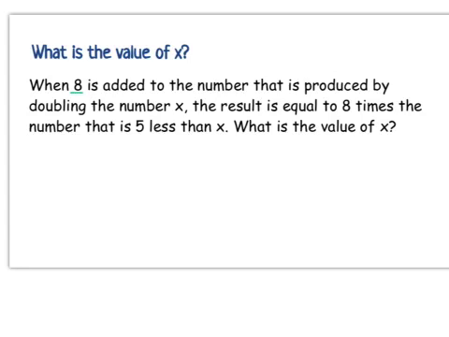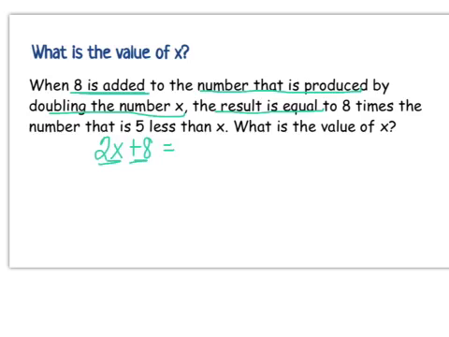So when 8 is added, so I'm going to be adding 8 to something. I'm adding 8 to the number that is produced, so that means it's an answer. So the number that is produced by doubling x. So I know doubling means 2, so I'm going to double x, so 2x, but I have to add 8 to that, so it's going to be 2x plus 8. I can go back and check myself. When 8 is added, all right, I got that there, to the number that's produced by doubling the number x, all right, I got that there. The result is equal to, so that means my equal sign comes next.